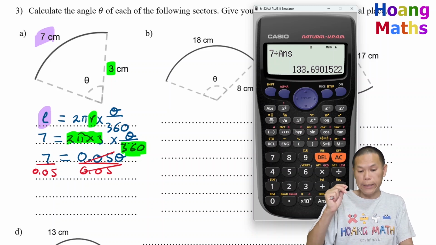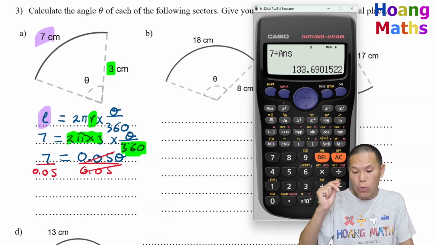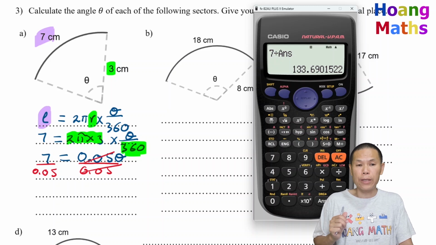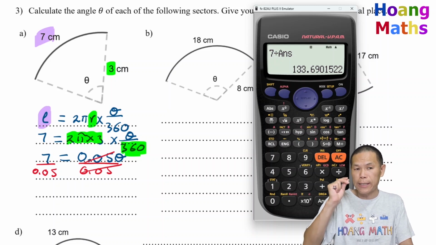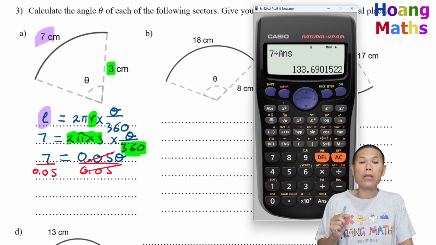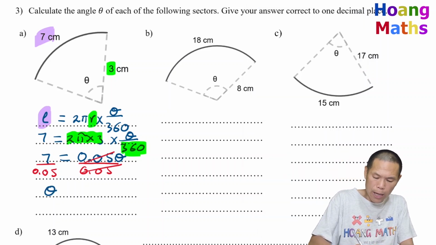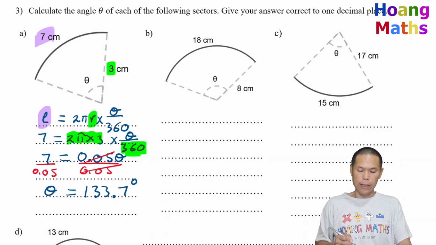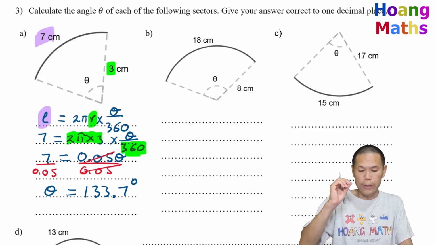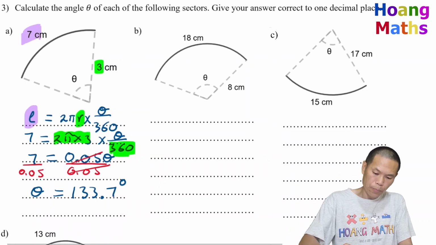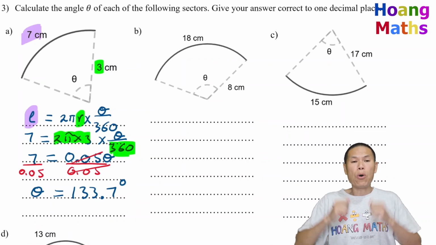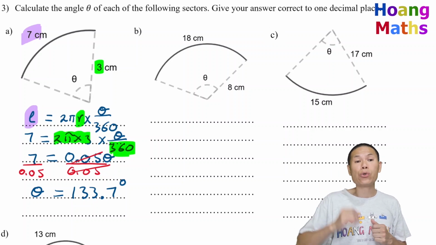So 1 decimal place, 133.7 degrees, because the number after 6 is 9, so we add 1 to 6, so 7. 133.7. So angle theta is 133.7 degrees. Okay, don't forget the symbol degrees. Please pause the video and try this to yourself.